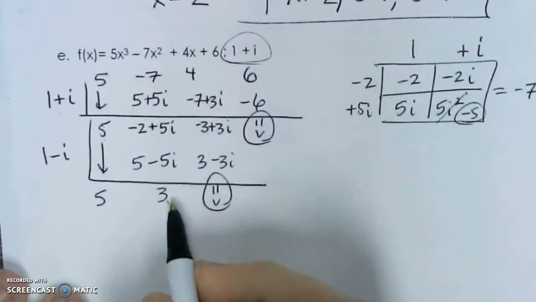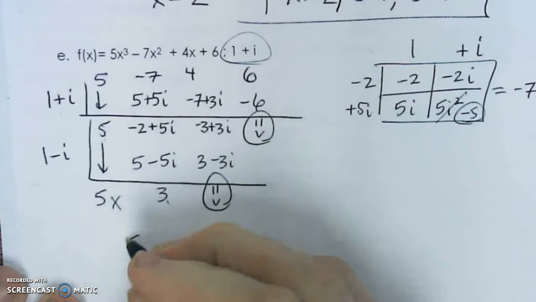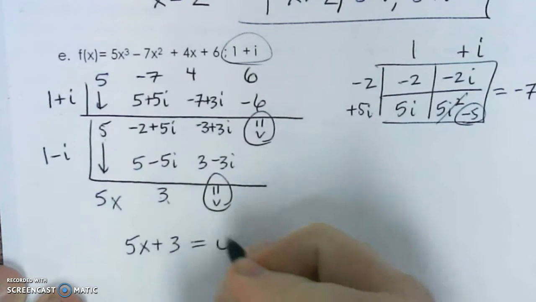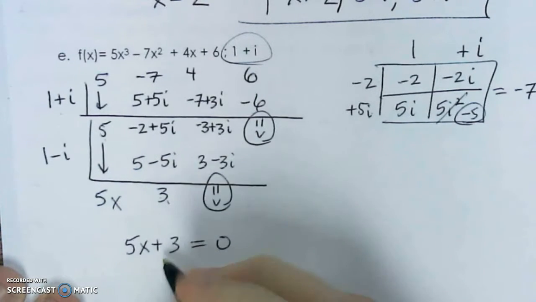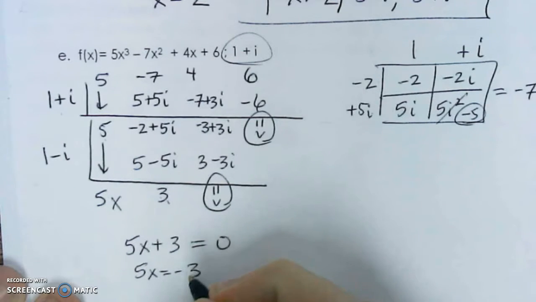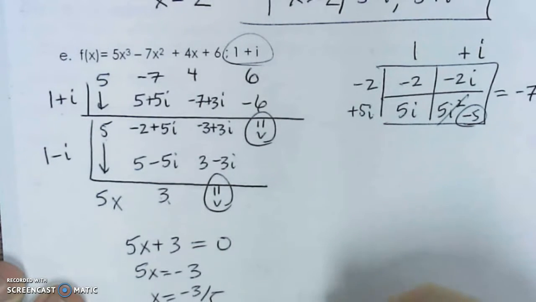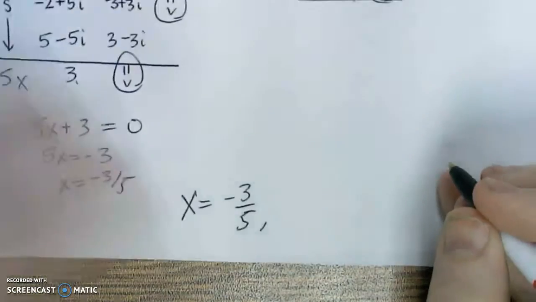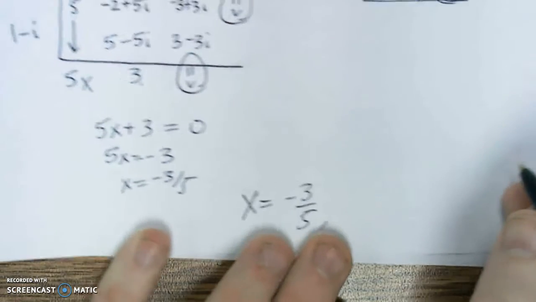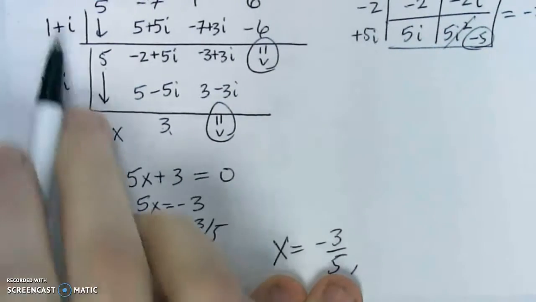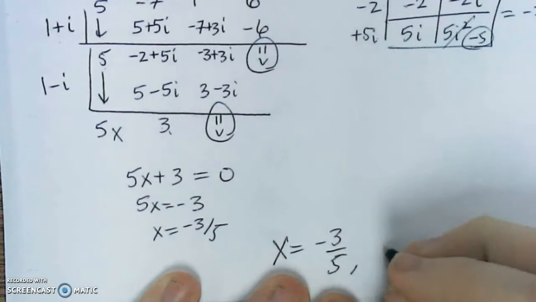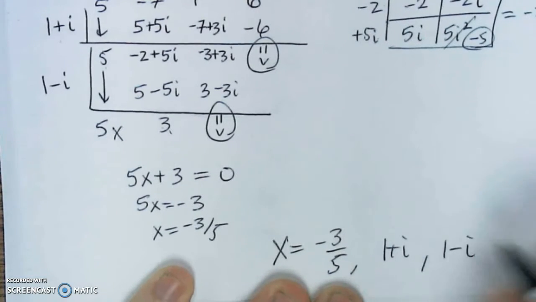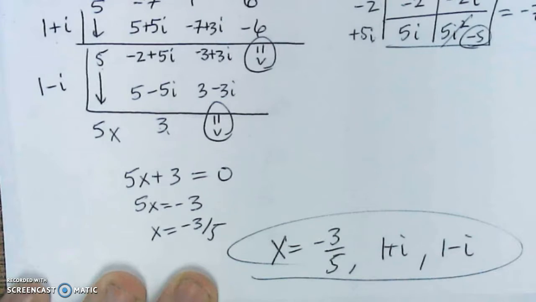And so we're left with a 3 as a constant and a 5 as the x. So we take that leftover equation and set it equal to 0. So we're going to subtract 3 and divide by the 5, which gives me negative 3/5. So negative 3/5 is my real zero, and then I also have what I took out before, the 1 plus i and the 1 minus i. 1 plus i, 1 minus i are my imaginary zeros.